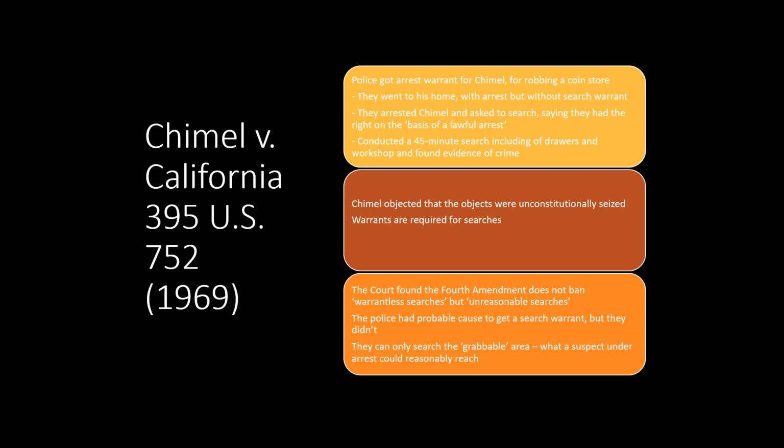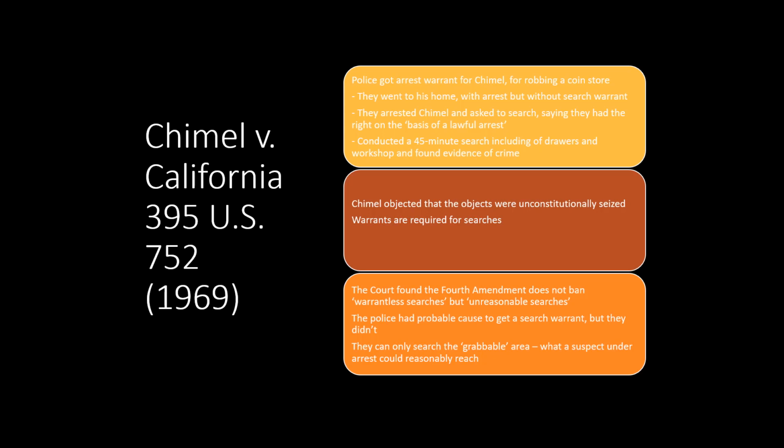And his wife lets them in. He shows up. They arrest Chimel, and they say, can we search? And they said, we have the right to search. They tell him this on the basis of a lawful arrest, which is how they were interpreting the law. So he's handcuffed, and with the wife, they go around and they search the house. They search drawers and the workshop and the garage. And they find a lot of evidence that indeed he was engaged in the robbery.